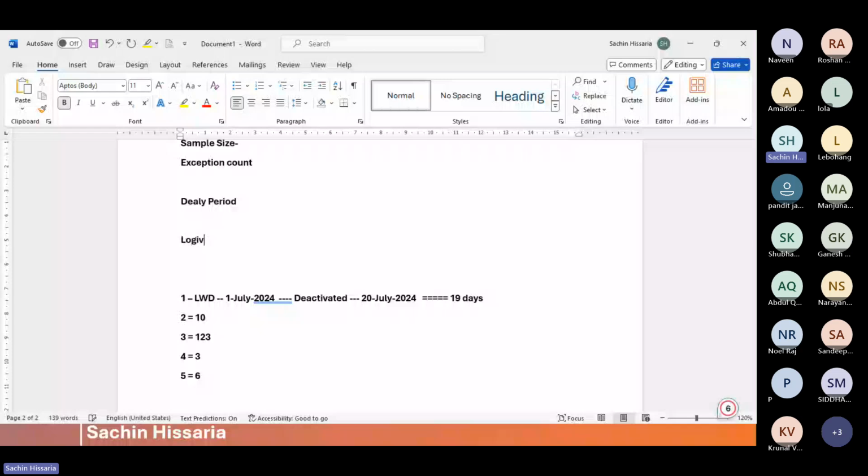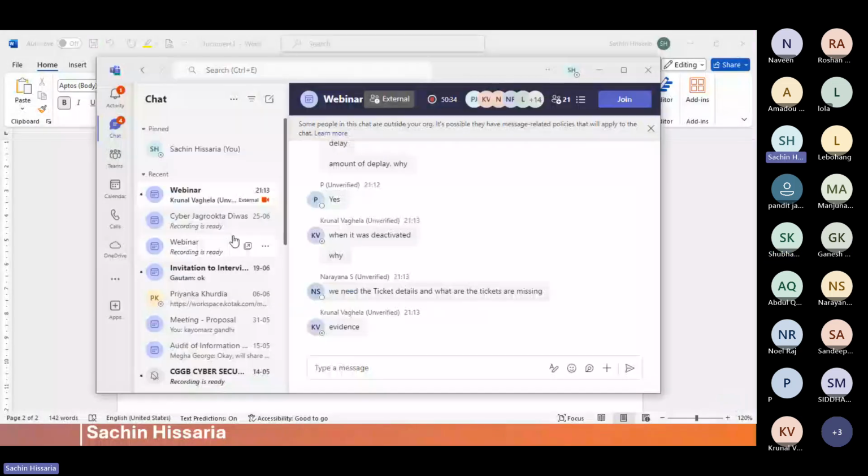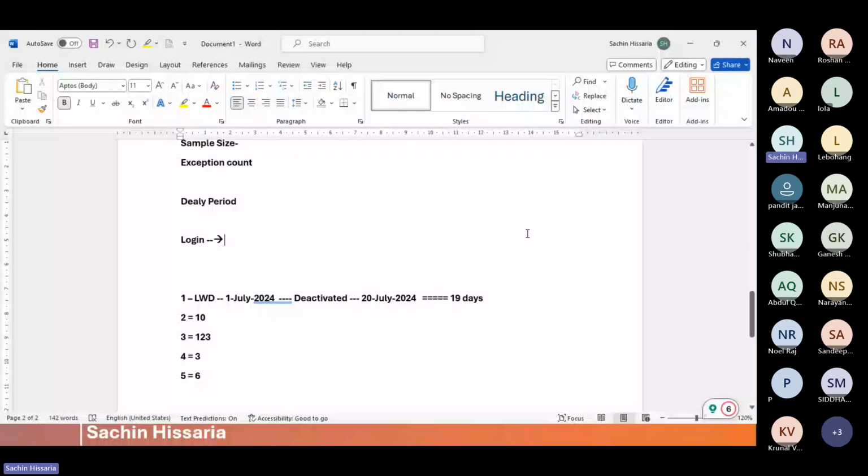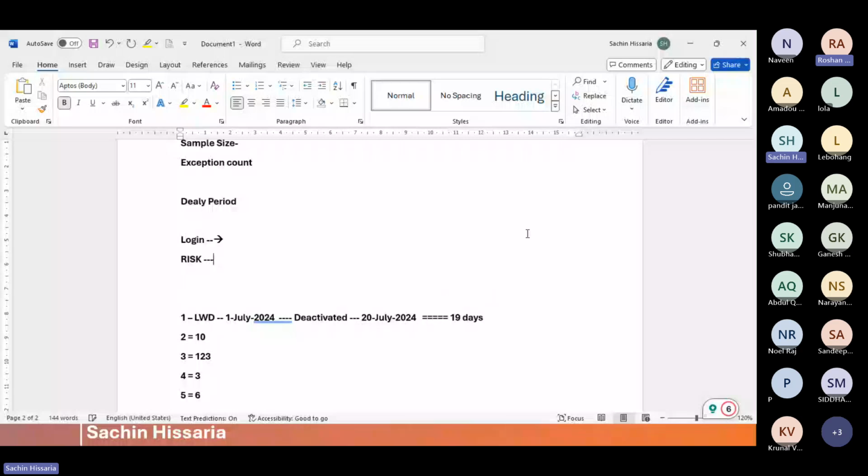Management will say, Sachin, have you checked whether this person has logged in? Management is more interested in knowing whether that person has logged in after 1st July or not. So you have to check whether there was any login after the last working day, because it creates more risk. Can you tell me what is the risk here if there is a login after the last working day? Unauthorized access or data leakage. Perfect, unauthorized access, or there would not be any accountability. Correct, guys? Unauthorized access and accountability issues would be there.